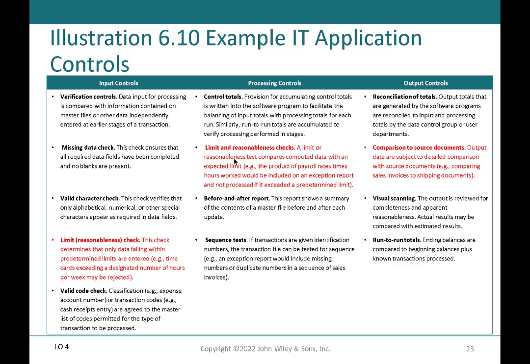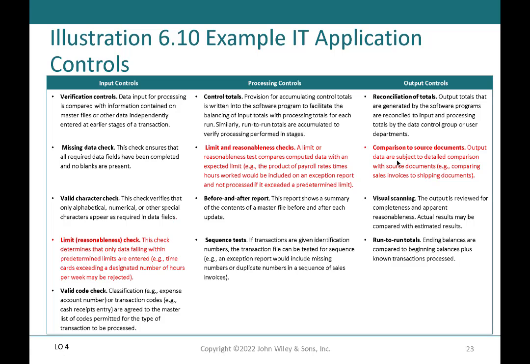So we could periodically sample some of these transactions to see if the output generated was actually calculated correctly. And then the last type of control we have in terms of IT application controls are output controls. This is looking at the data output by the organization's IT system and making sure that it is effective.